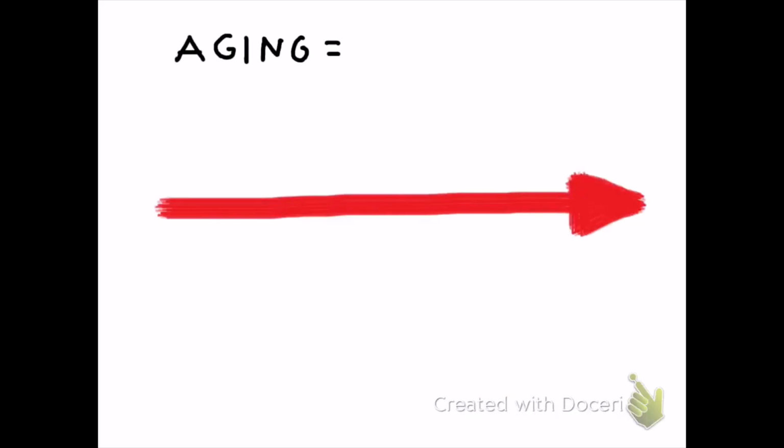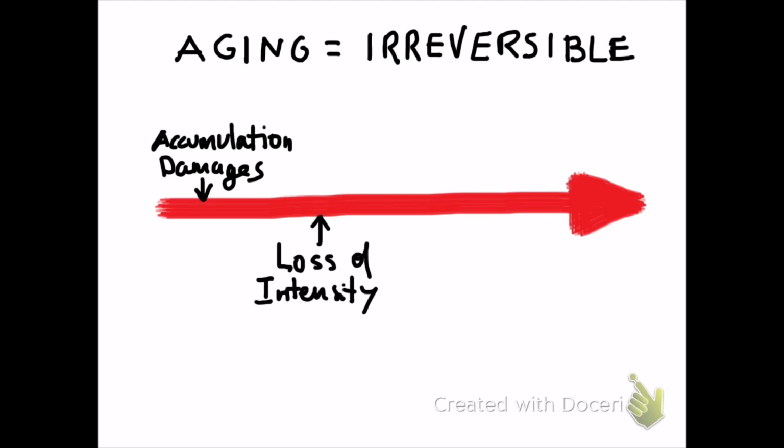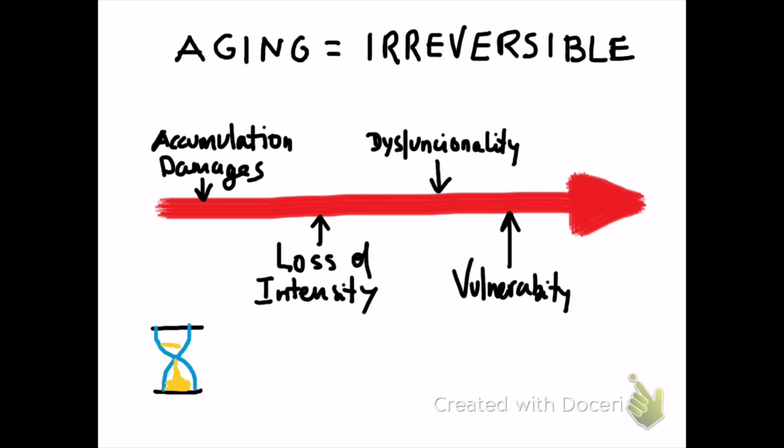Aging is an irreversible biological process that begins at the onset of life with the accumulation of damage, resulting in a loss of function of organs and systems. Subsequently, system dysfunction happens, which finally induces vulnerability and leads to death. Aging is therefore considered a process where damage accumulation occurs over time.